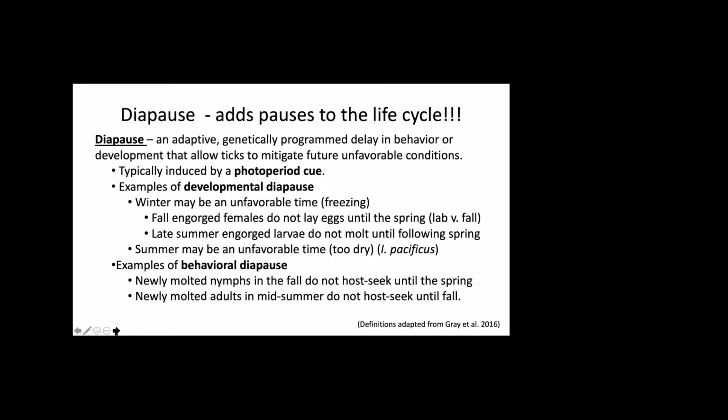So females that are fed in the fall, they all lay their eggs in the late spring. All right, so that's an example of developmental diapause. And similarly, larvae that feed late in the summer, they don't molt then into nymphs until the following spring. Whereas the larvae that feed earlier, they'll molt into nymphs, and then as the nymphs, they'll just be flat. They'll just wait. All right.